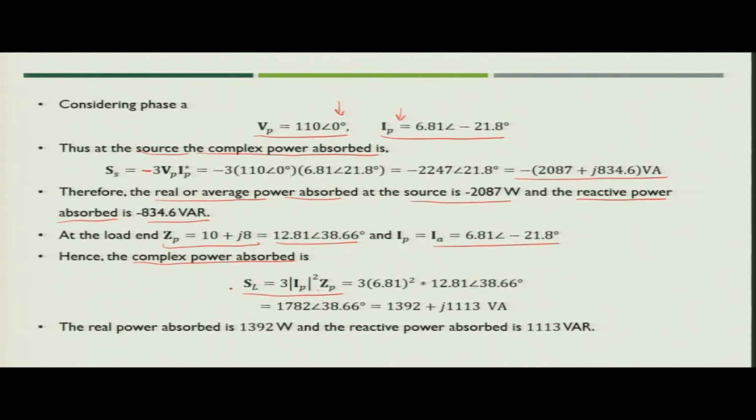So, you get S L as nothing but 1392 plus j times 1113 volt ampere. So, what you can write? The real power absorbed by the load is 1392 watt, and the reactive power absorbed by the load is 1113 VAR.